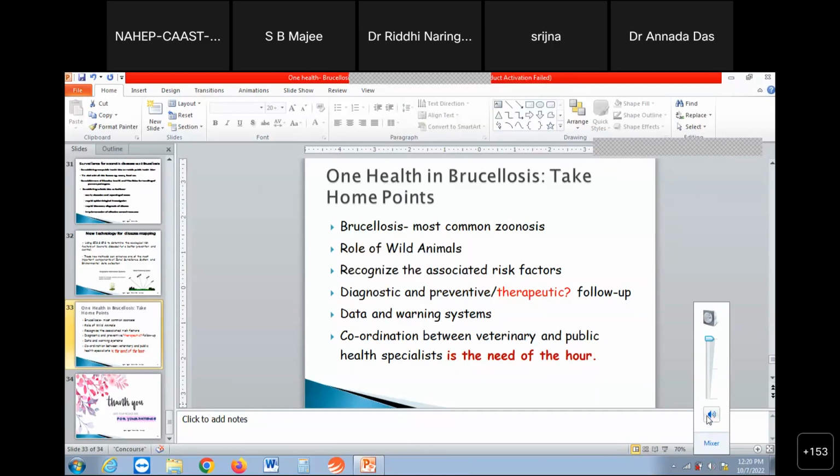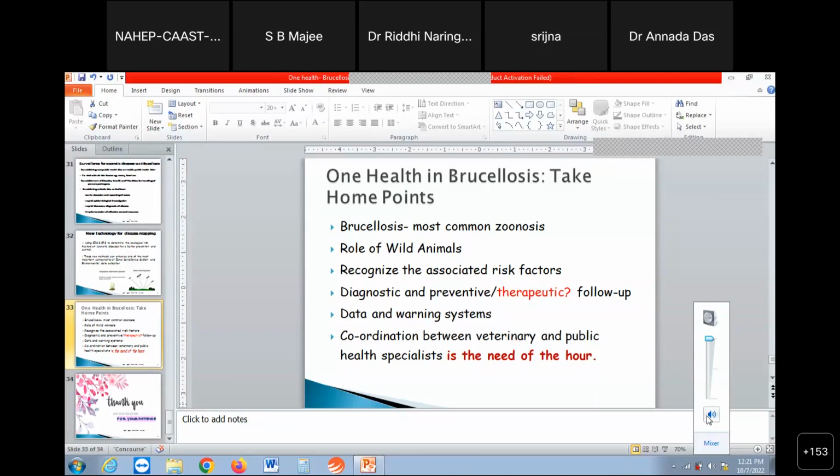We need to recognize all the associated risk factors which I just explained to you. And then once you have identified all these, you need data and warning systems through good GPS satellite systems. You need good apps. You need all these data and warning systems which will guide the veterinarian and the others to go to the area and take up a quick response.